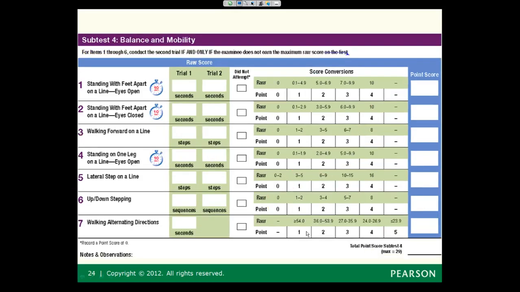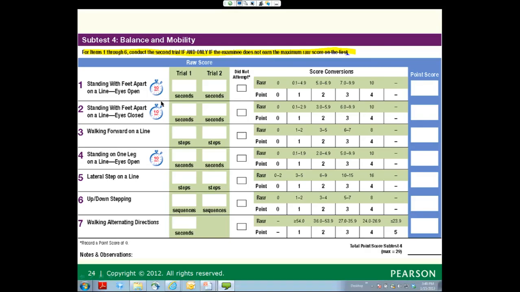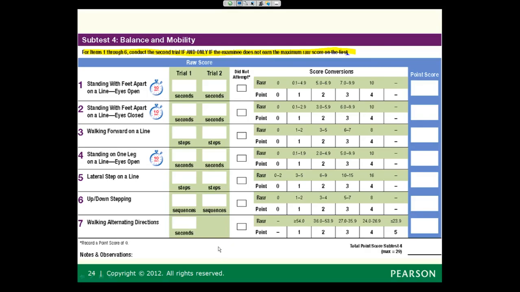Let's move on to subtest 4, which is balance and mobility. So again, look at the top up here for items 1 through 6. We will conduct the second trial if the examinee does not earn the maximum raw score on the first trial. Again, we're looking here at 10-second trials, as you can see here listed on the left. So for standing with the feet apart on a line with the eyes open, Mary was able to do that for 10 seconds, so we did not need to attempt trial 2.